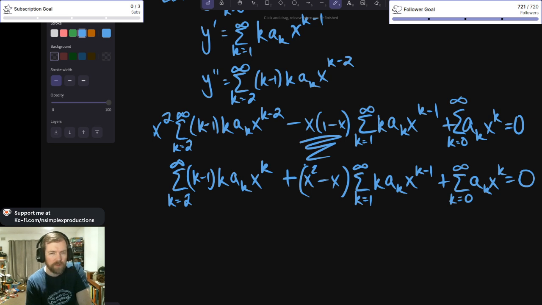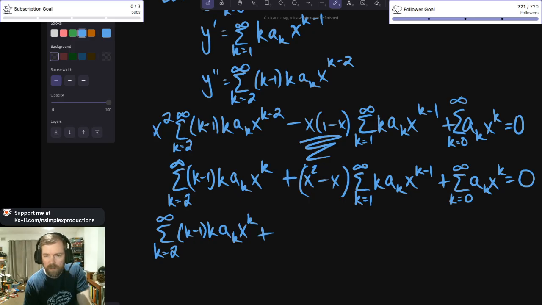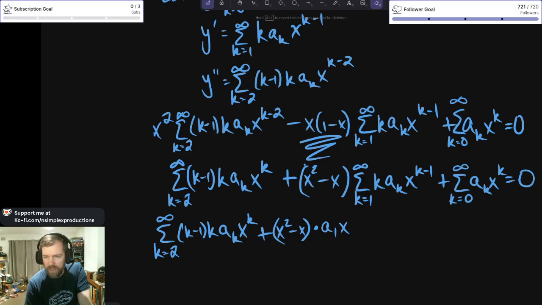So here, again, we need to ablate some terms. This one's going to stay where it is. So k goes from 2 to infinity of k minus 1 k a sub k x to the k plus here we have x squared minus x times, if k is equal to 1, then we get 1 a sub 1 and x to the 0. So just that.